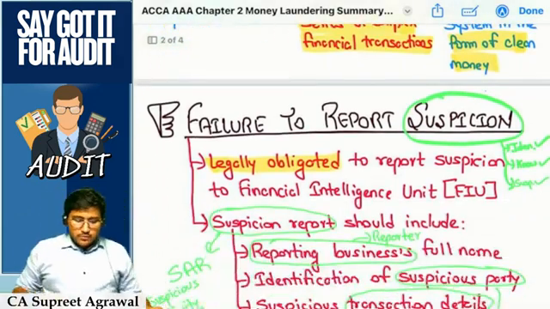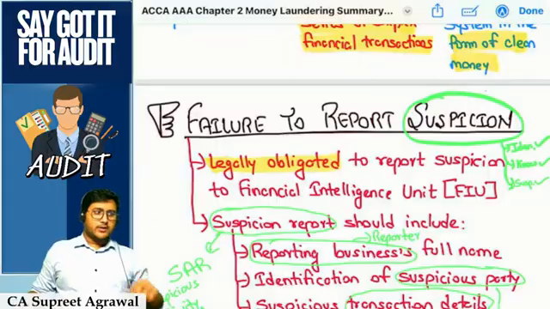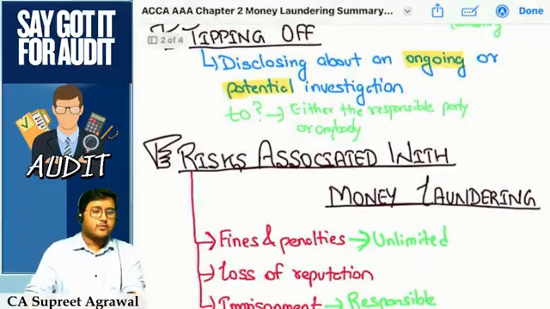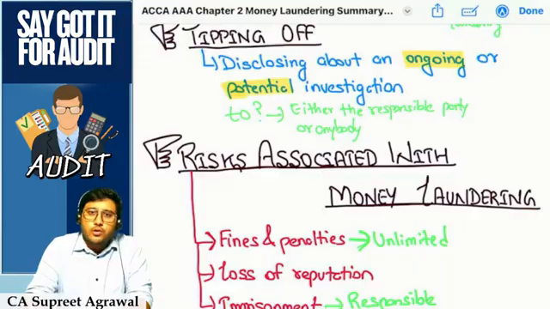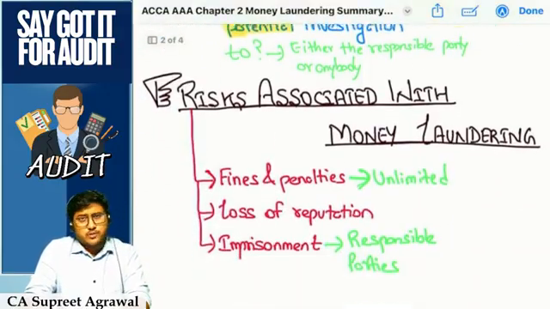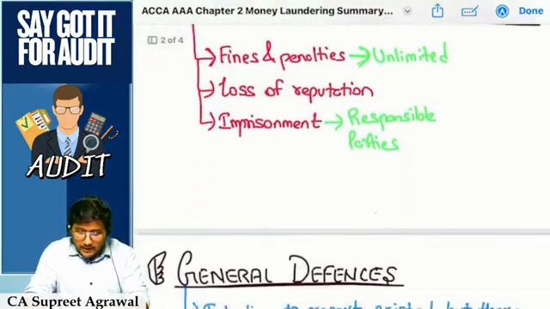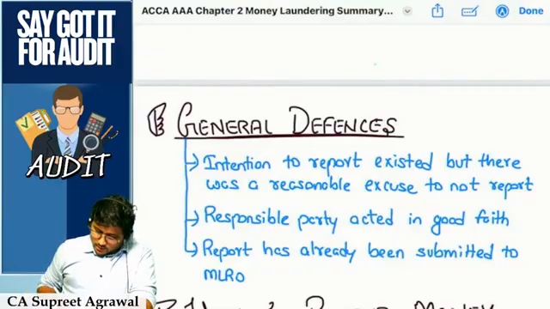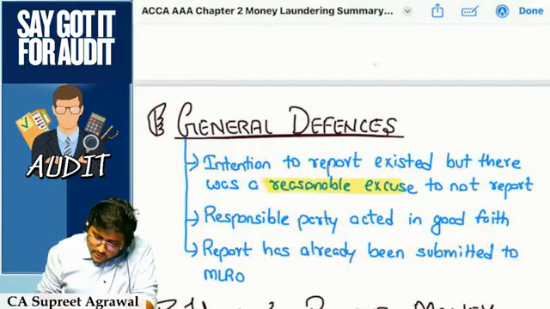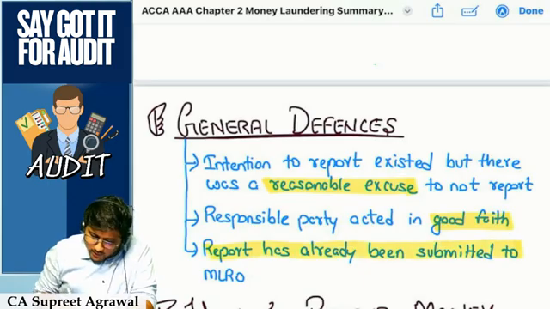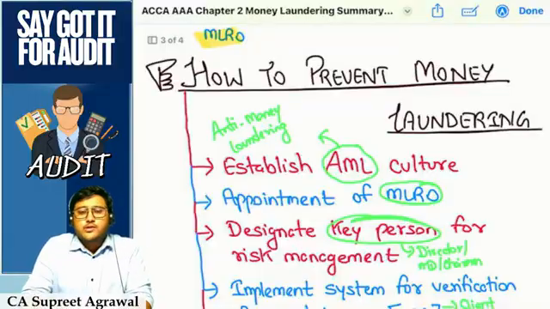Then we discussed failure to report suspicion. Then we are legally obligated, and what details need to be reported. We covered that. Then we discussed a very important topic, which is tipping off. Discussing and disclosing an ongoing or potential investigation is known as tipping off. This is one of the most favorite questions. Then risks associated with money laundering: there could be fines and penalties, loss of reputation, and imprisonment. Then we discussed general defenses. What are the keywords we covered here? There could be reasonable excuse not to report, good faith, and the report having already been submitted to the MLRO, which we studied here.